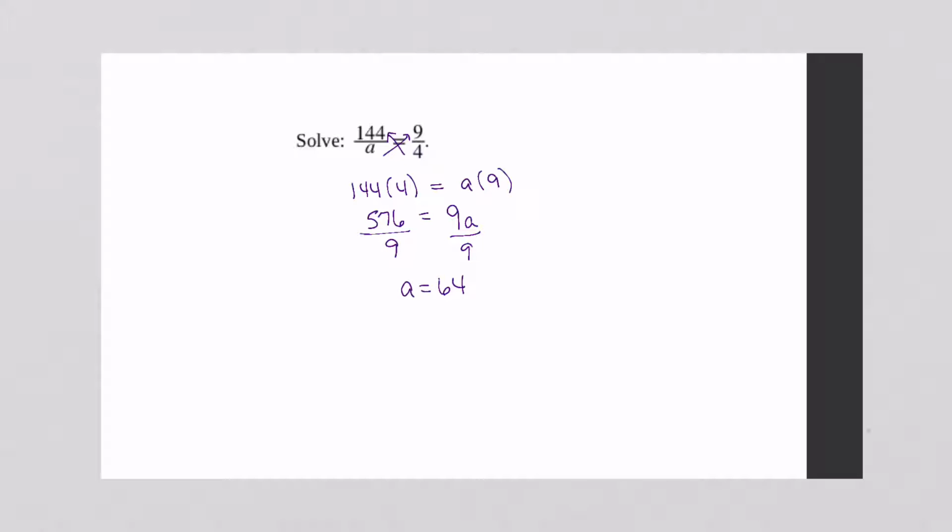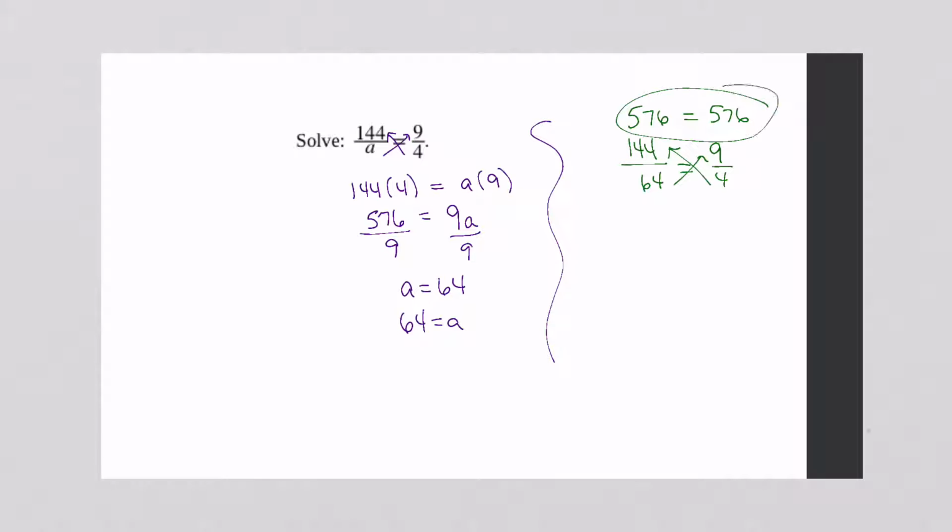If you wrote it as 64 equals A, that is the same answer, so it doesn't really matter which way you write that. Now, can you check your work? Absolutely. 144 is to 64 as 9 is to 4. Cross multiply to check that. We already know that 144 times 4 is 576. So on my calculator, I'm going to type in 64 times 9. And I get 576. So I know that A is equal to 64.